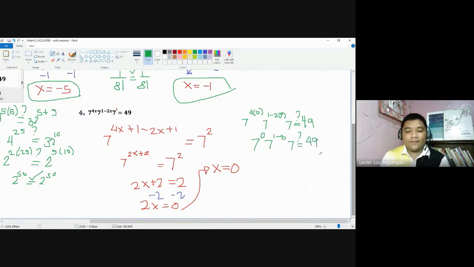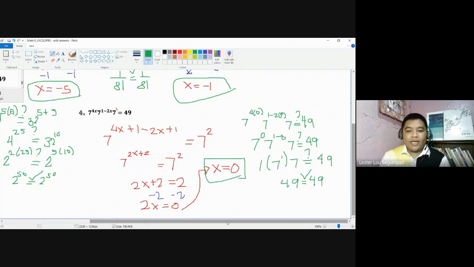So you have 49. 7 to the power of 0 is 1. Laws of exponents. 1 minus 0 is 7 to the power of 1 times 7 here. Is it 49? So 1 times 7 is 7 times 7. You'll have 49 equal to, check mark rather, 49. This means that the answer 0 for number 4 is correct.